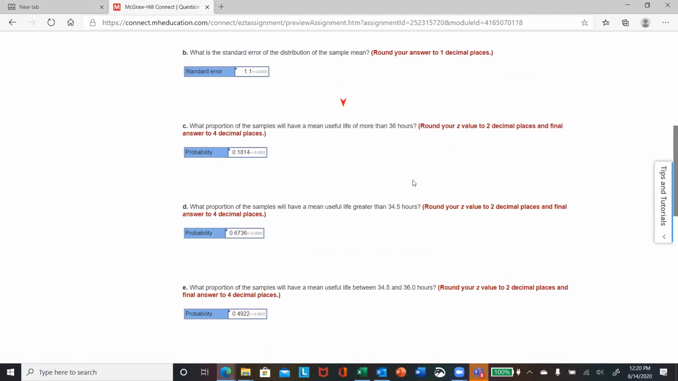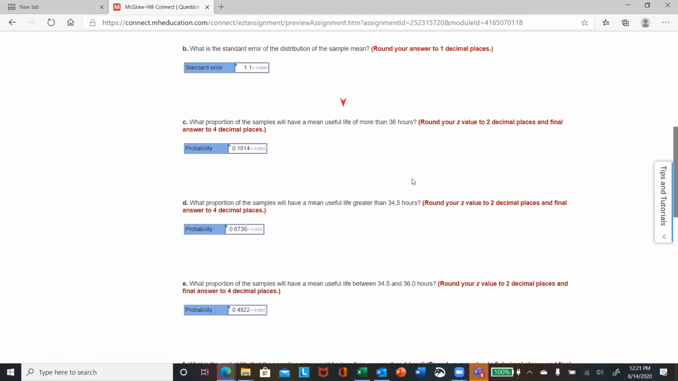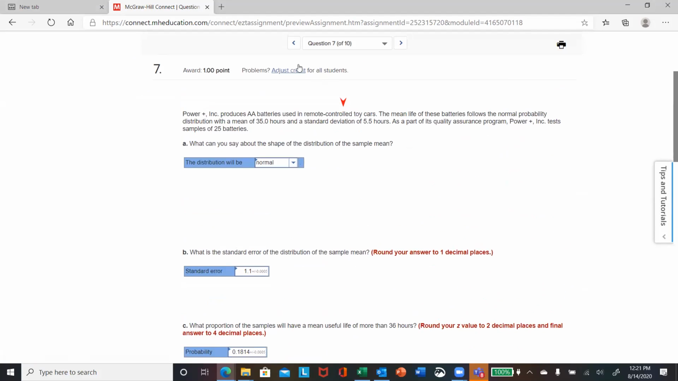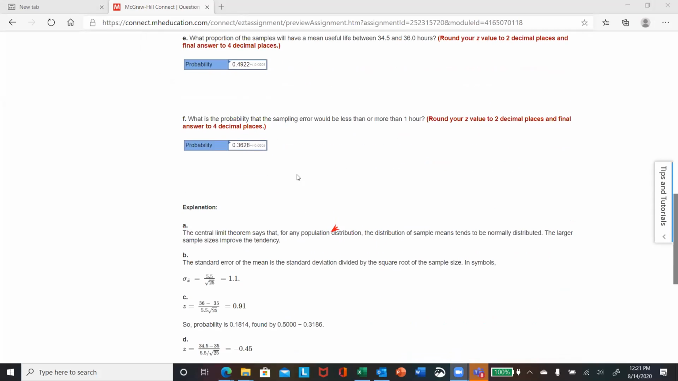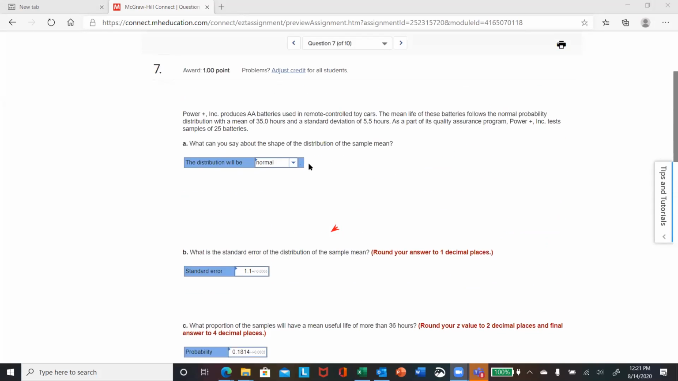And some of this is going to start to look very repetitive. Again, we're applying the rules of the central limit theorem. So first one, obviously, you want it to be normal. They want the standard error of the sample mean. Remember, that's your sigma over the square root of n, which in this case gives you 1.1.